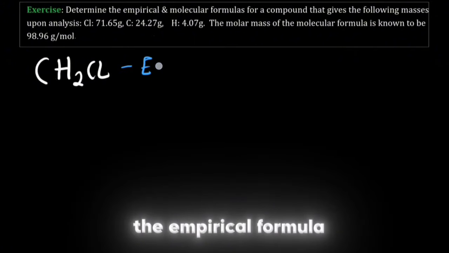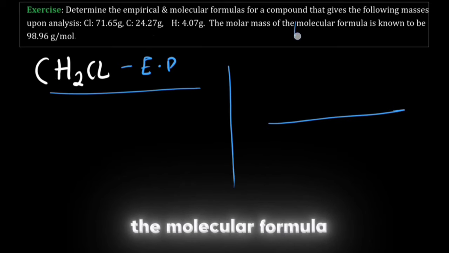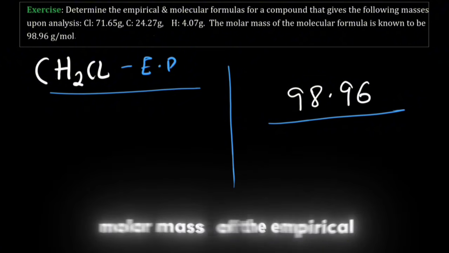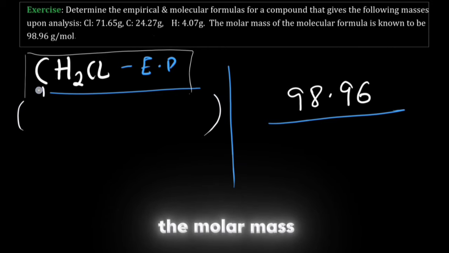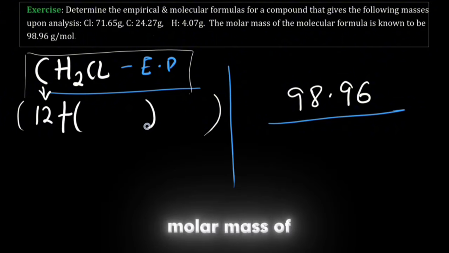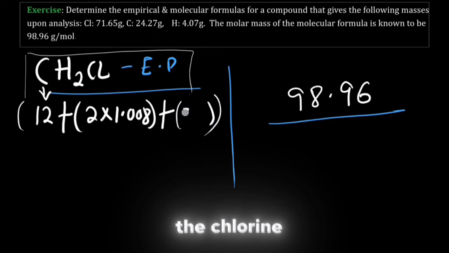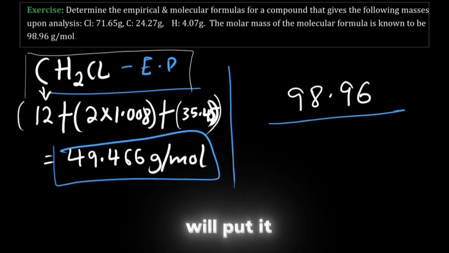Now this is the empirical formula. Now to find the molecular formula, we will take the molar mass of the molecular formula, which is given as 98.96. We will divide this by the molar mass of the empirical formula. So the molar mass of the empirical formula will be the molar mass of the carbon, which is 12, added by the molar mass of 2 of hydrogen, added by the molar mass of the chlorine. Now when we add all of these, we will get the molar mass as 49.466 gram per mole.